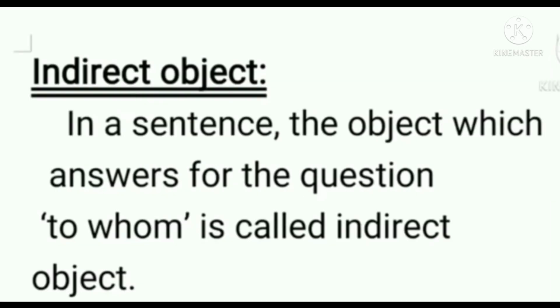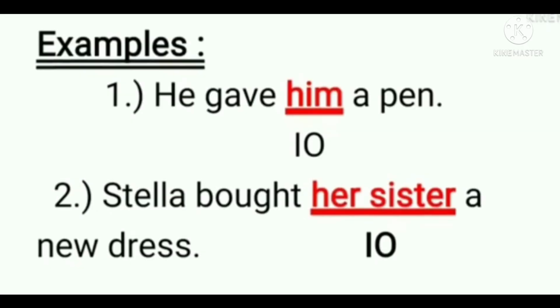The next is the indirect object. In a sentence, the object which answers the question to whom is called an indirect object. So, an indirect object gives the answer for the question whom, to whom. Look at these examples. He gave him a pen. Stella bought her sister a new dress. To whom did he give the pen? He gave him. So him is the indirect object. Then to whom did Stella buy a new dress? To her sister. So her sister is the indirect object.